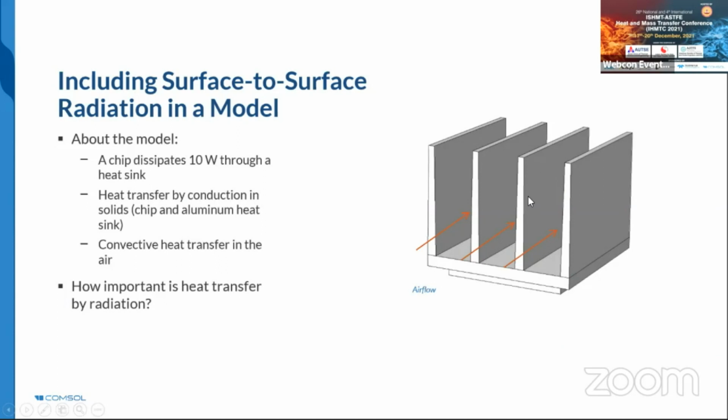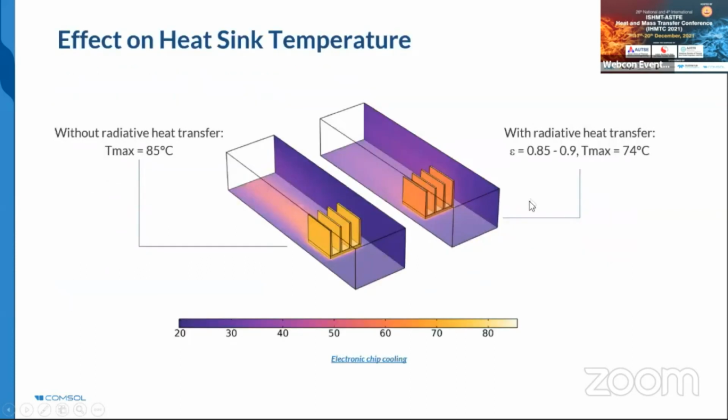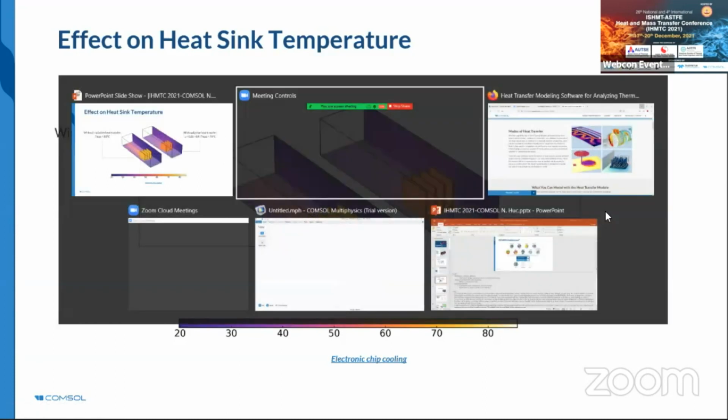And this is a tutorial I like to use to demonstrate that in case of moderate airflow, which is the case in this model, if we account for surface-to-surface radiation or not, we get slightly different results. On the left, you have no surface-to-surface radiation, so the energy is just dissipated by the flow, and you get a maximum temperature of 85 degrees. While on the right, with rather high surface emissivity, about 0.9, you get a temperature increase that is 10 degrees lower. So yeah, I'm sharing my screen.